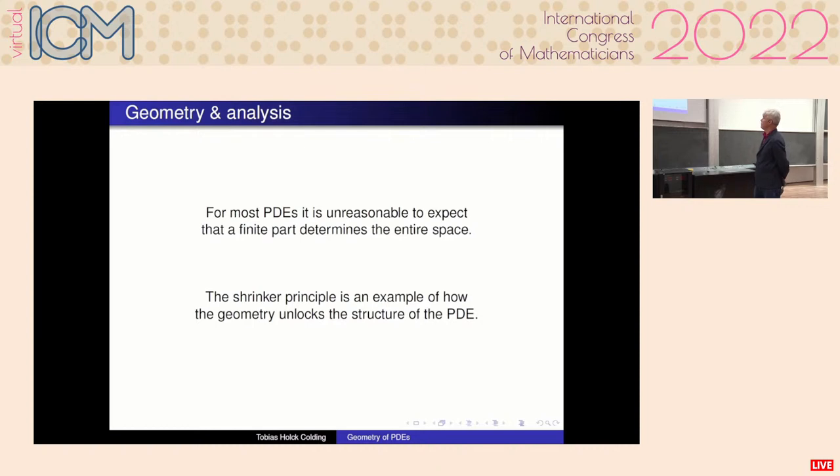And again, for most PDE, this would be unreasonable. It would be unreasonable to expect that a finite part would determine the whole space. The shrinker principle is another example where the geometry of the situation helps unlock the structure of the PDE. The PDE, the shrinker equation that this is about, is another nonlinear PDE. Okay.